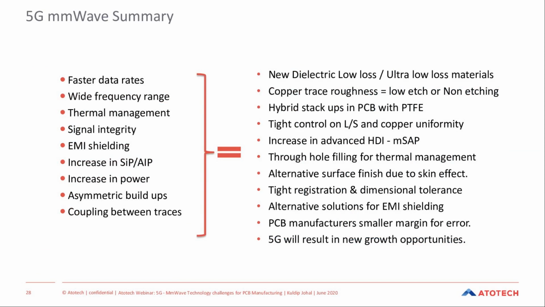So as I summarize here, we can see that all these factors are going to come along for the printed circuit board industry. There are challenges: faster data rates, wider frequency, thermal management, signal integrity, EMI shielding, increase of antenna in package, system in package, increasing power, asymmetric builds, and the coupling between traces. And what I can say is the industry is faced with all these challenges, but at the same time, I think these are opportunities for the PCB industry in key areas of the next revolution of growth.